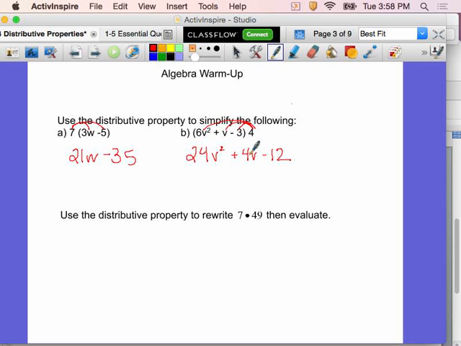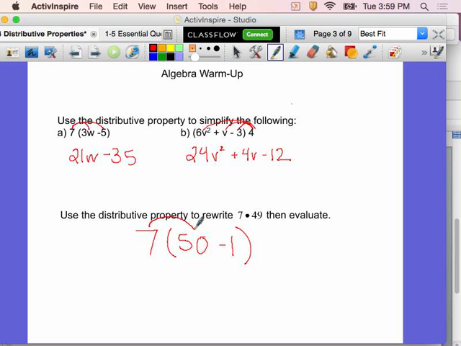Using distributive property to rewrite 7 times 49 and then evaluate. So this is kind of like the way you would do mental math if you were doing this. I'd really want to do 7 times 50 and take away 7 from it because it's easier than doing 7 times 49. So that's exactly what you need to write. 7 times, in my head I'm doing 50 minus 1, which is 49. So I'm breaking apart that number so I can break it up into two easy things to multiply.